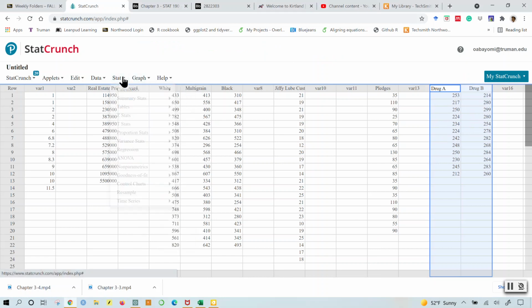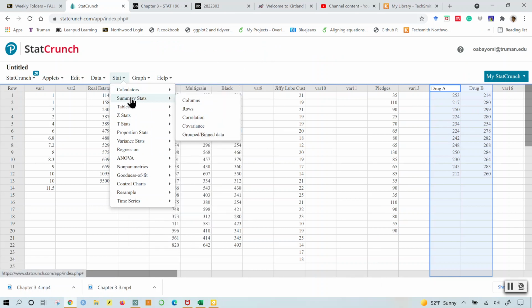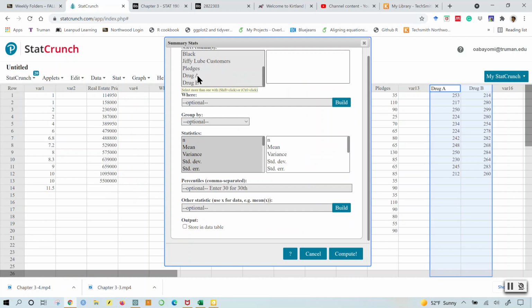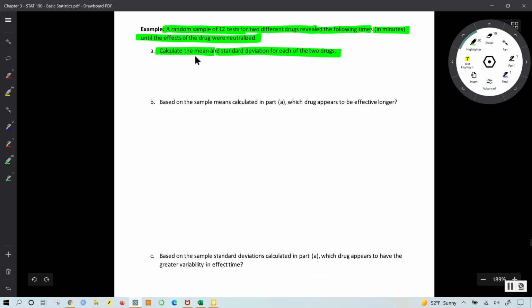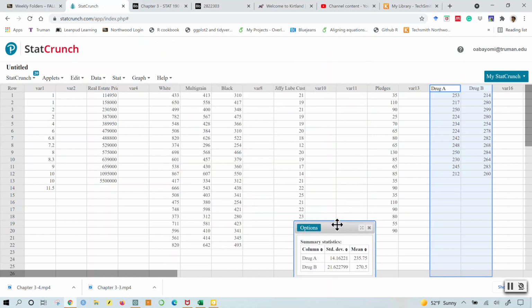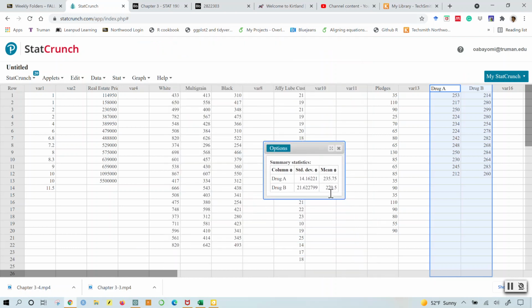I'm going to go to Start, Summary Stats, go to Columns, and I would like to work on the data set for drug A and drug B. Okay, let's pick that again. And I would like, just based on the question, just the mean and the standard deviation. So I'm going to grab that too, mean and standard deviation. Okay, so compute, and I am going to pull this up. So I have the mean and the standard deviation.